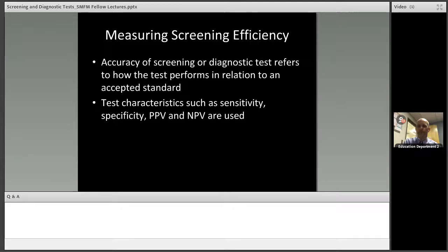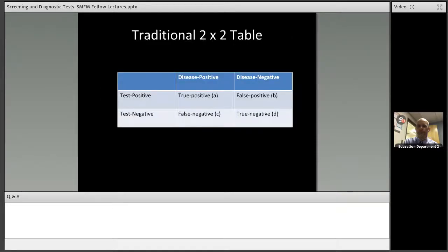So how do we measure the efficiency of screening tests? So the accuracy of a screening or a diagnostic test refers to how the test performs in relationship to an accepted standard. And this standard can be defined by various methods which we'll cover in the ensuing slides. The test characteristics such as sensitivity, specificity, positive predictive value, and negative predictive value are commonly used as measures of efficiency of screening tests.